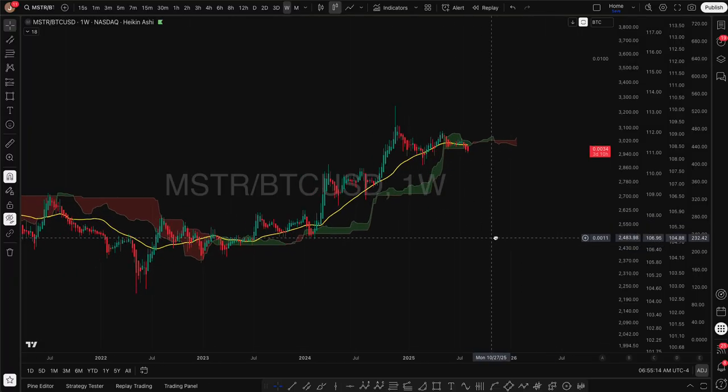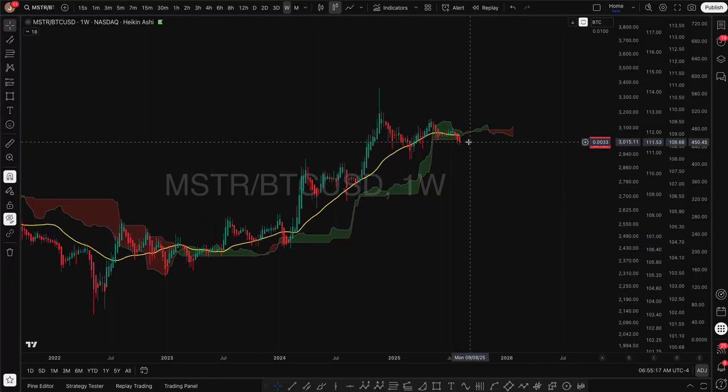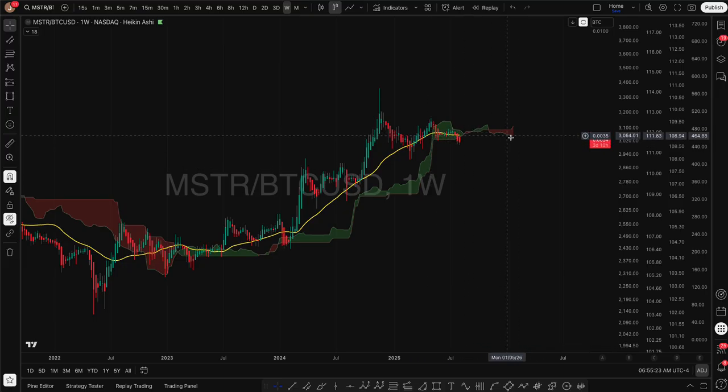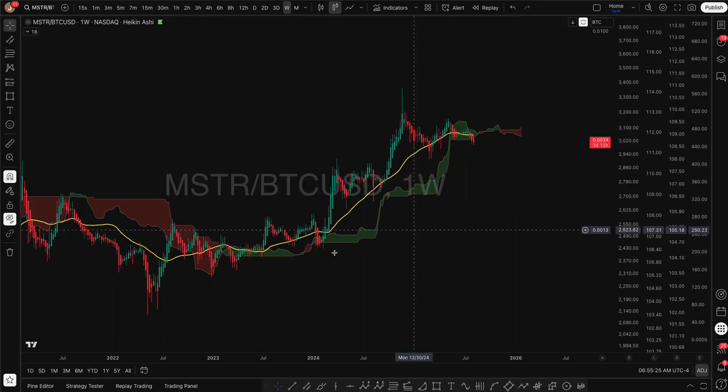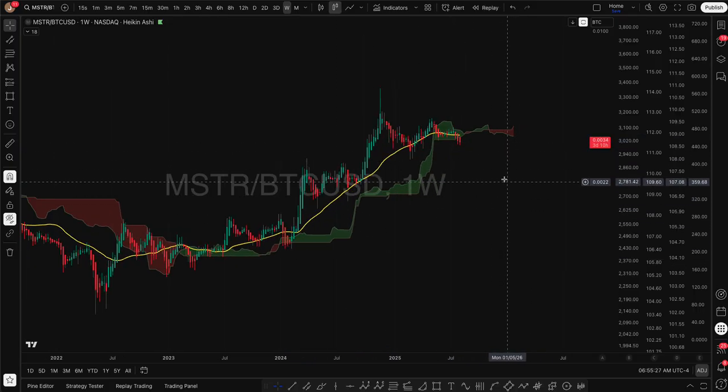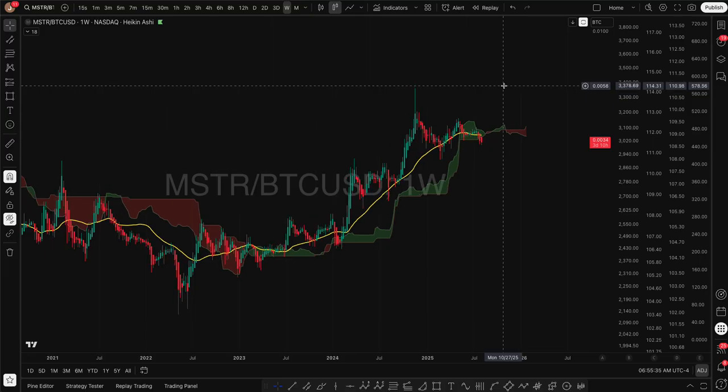And as you can see when we zoom in, the 30-week moving average is flatlining. We're kind of ducking below the Ichimoku cloud. The Ichimoku cloud is red. So this isn't a great look right now for where we are. We want to see this exit and move up and to the right very quickly, I think, if we want to keep outperforming MSTR.